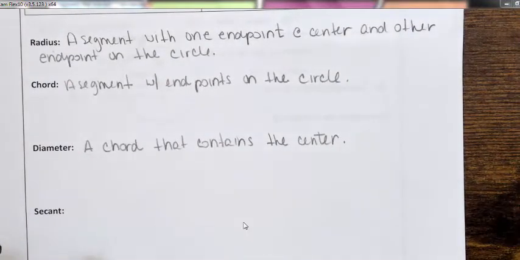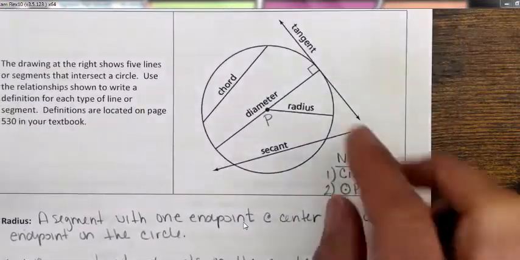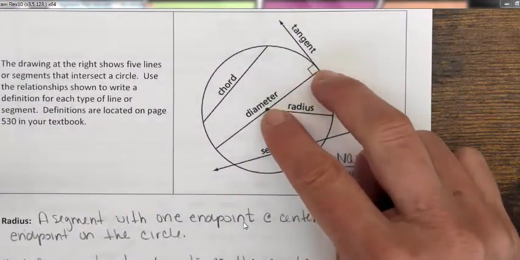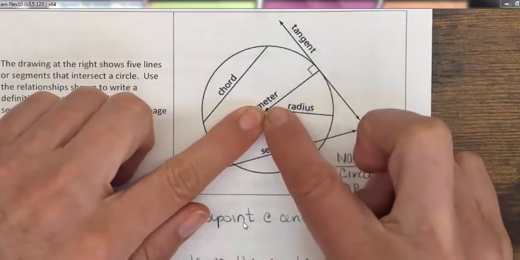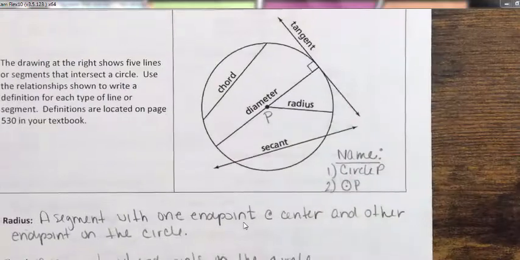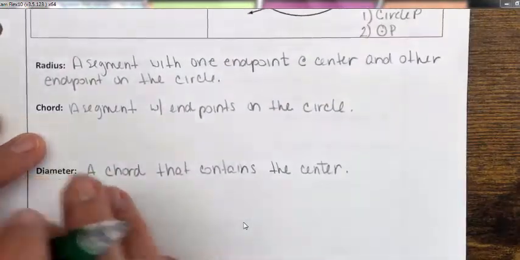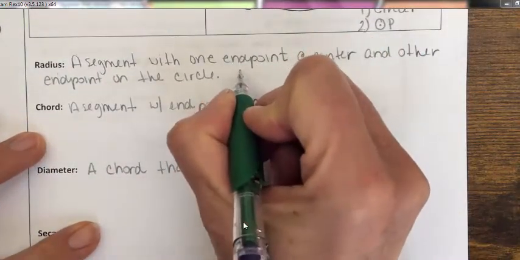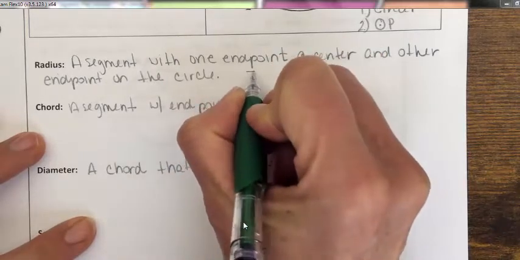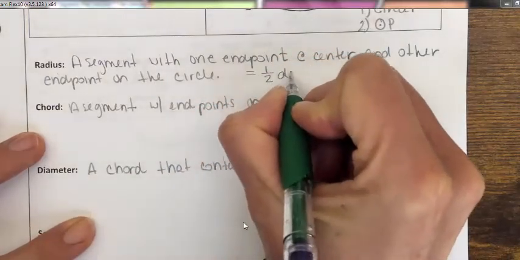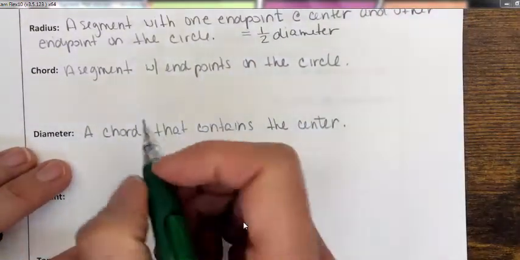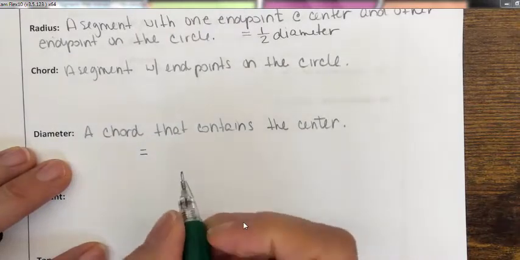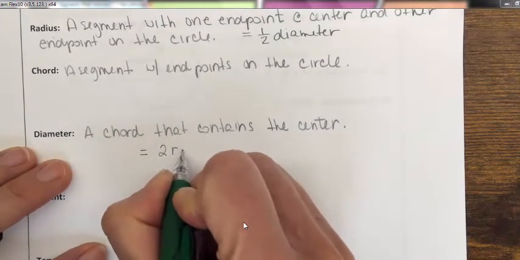Now another cool thing about a diameter: if I just take half of that diameter, what do I have? Half that diameter is the same as a radius. So I'm going to go back up to radius and say a radius is the same thing as half of a diameter. Or a diameter is the same thing as twice a radius, so 2 times a radius.